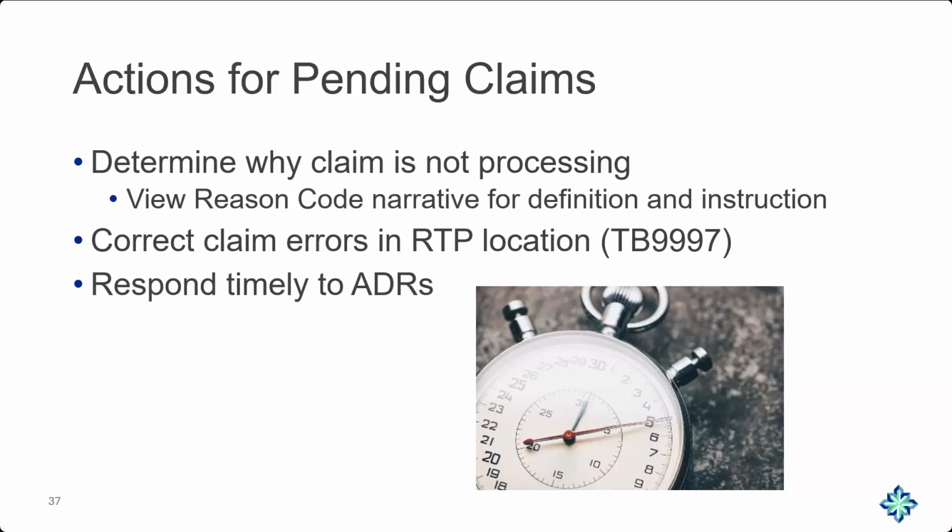This is status location TB9997. You may or may not have heard that. Claims in a T status. Those are the ones, if you have direct data entry, that you can go in and correct and update. You just have to do a little investigation to see what it needs. Claims may also be pending for medical review, additional documentation requests, ADRs. They have deadlines attached to them. And that's part of the reason that I recommend that you check your claims and check them often so that you can stay on top of things and take action as soon as possible.